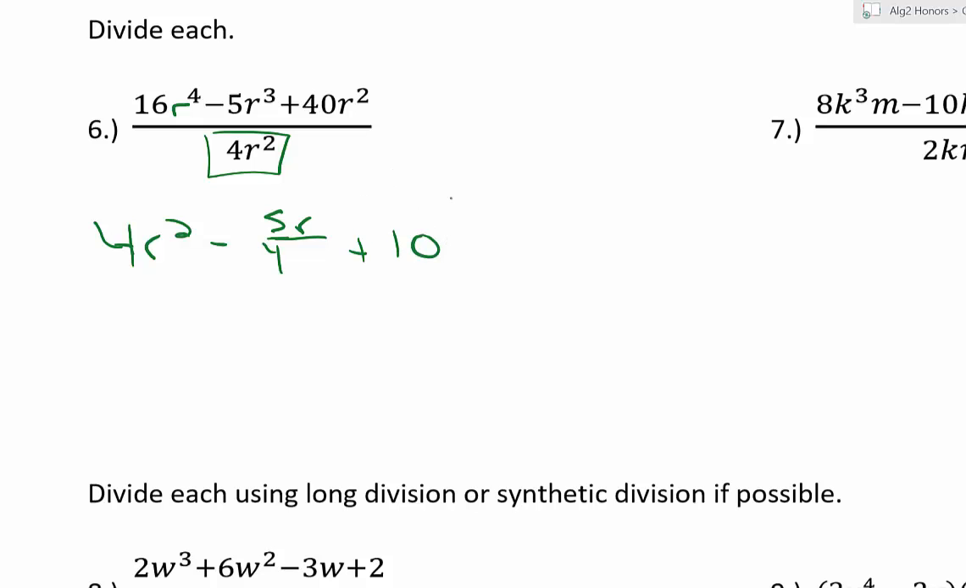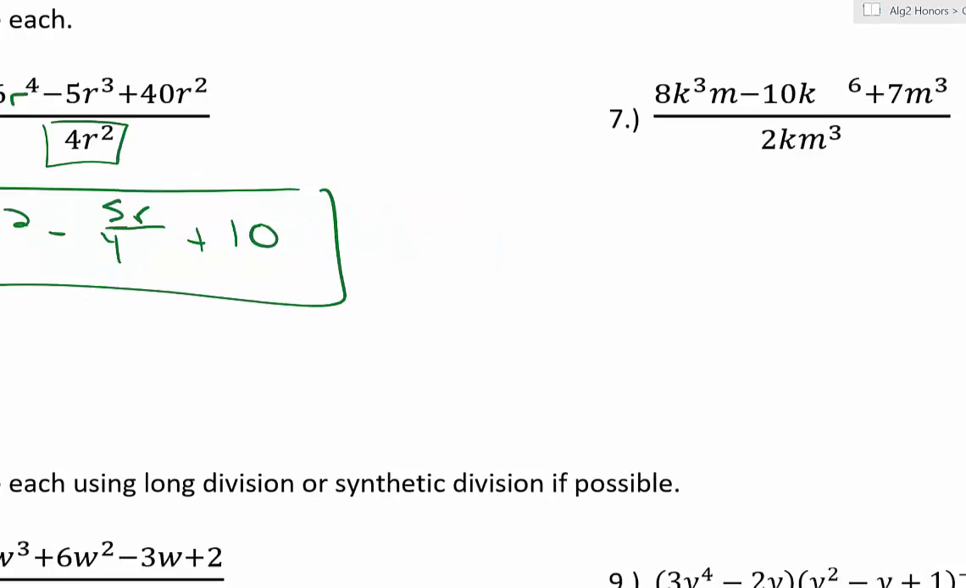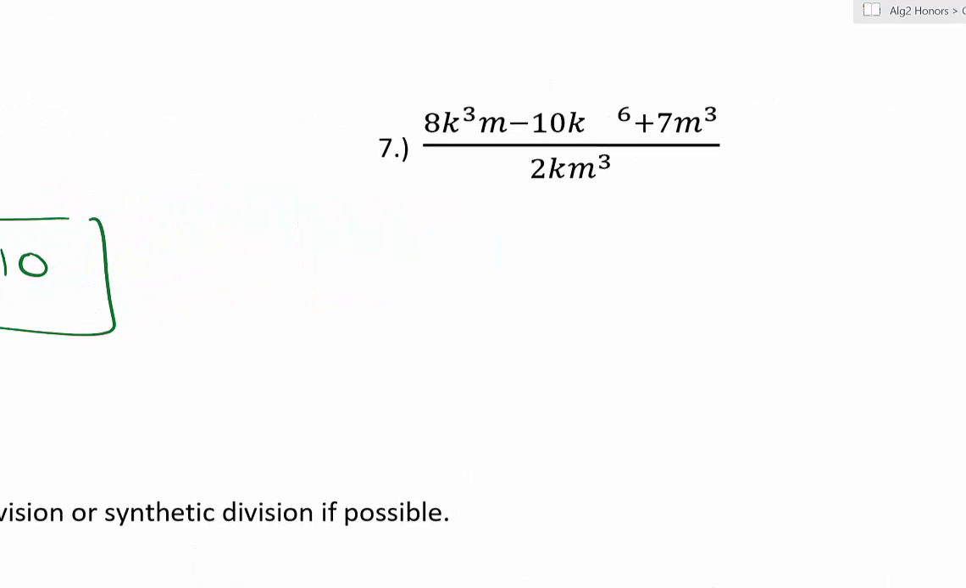R squared divided by r squared is done. 8 divided by 2 is 4. K cubed divided by k is k squared. And we'll end up with 2 extra m's in the bottom, minus 10 divided by 2 is 5. And the k's will cancel out.